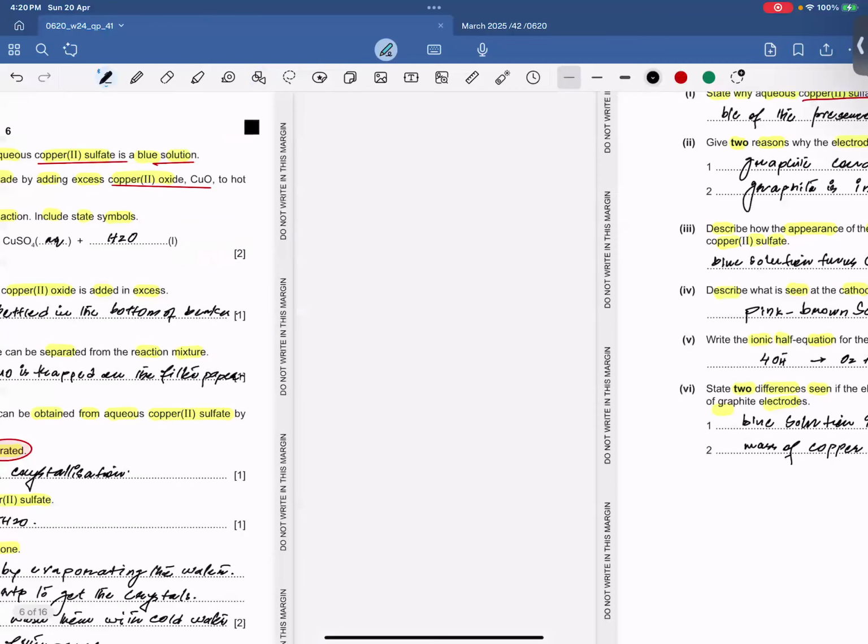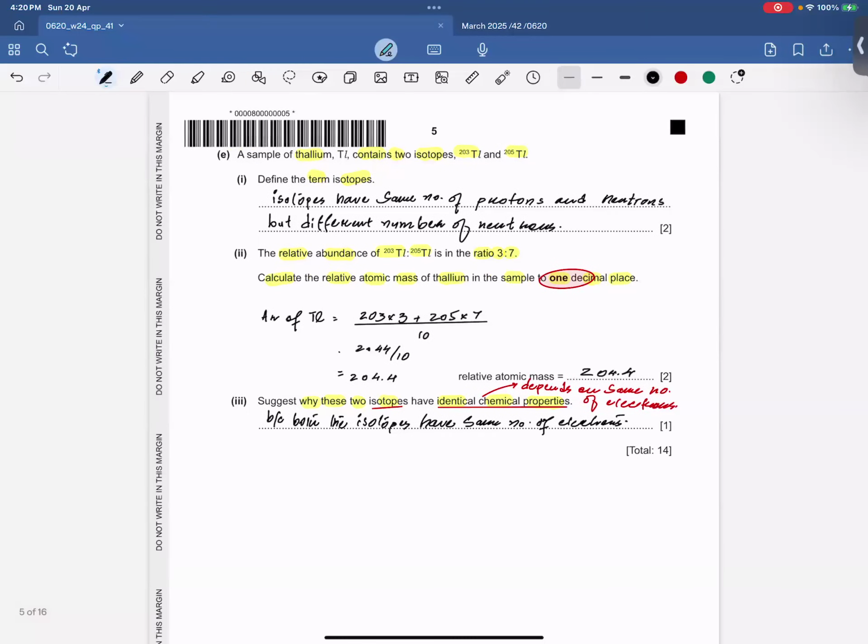Okay, let me check about the definition of isotope. Yeah, my bad. This is same number of protons and electrons, but different number of neutrons.